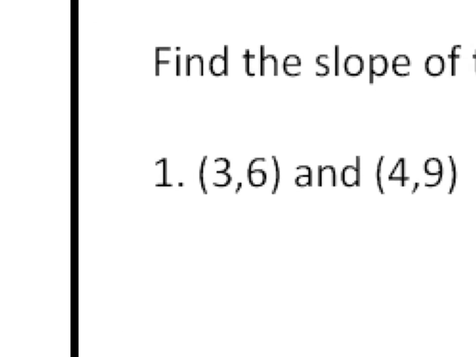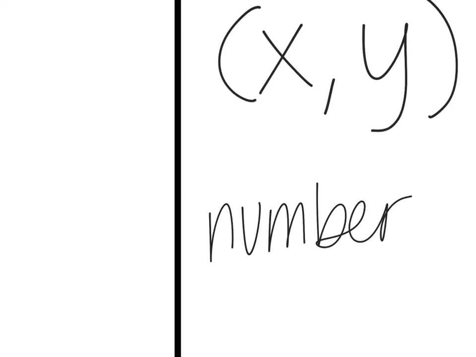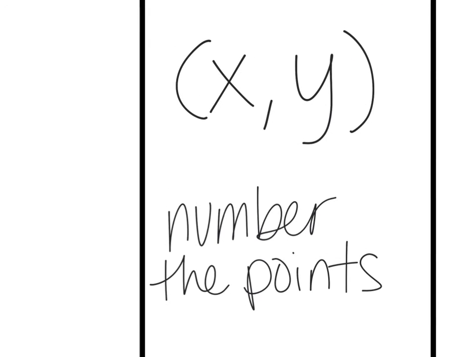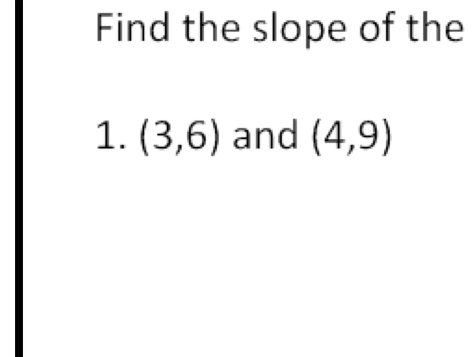So the first thing you should do on these type of problems is number the points. Because that's going to help you keep it straight and make sure you choose in the correct order. I do not care which point you number 1 and number 2, and it doesn't matter. I'm usually just going to do the first point I see is number 1, the second point I see is number 2. So for this first one, I'm going to make 3, 6 point 1. Make 4, 9 point 2. Please label that.